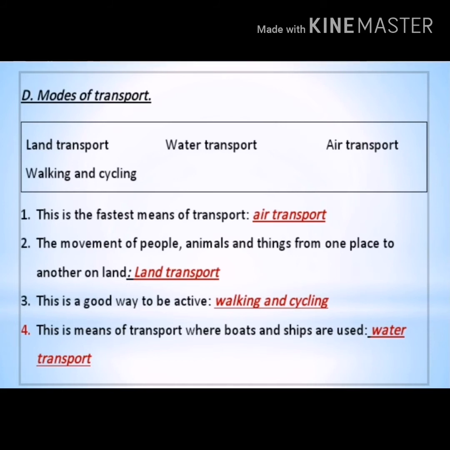So those are the four modes of transport that we have. We have air transport, which is the fastest. We have land transport, where you find people and animals walking on land. We have walking and cycling, a good way to be active. And number 4, water transport, where people move from one place to another using ships and boats. So those are the four modes of transport: air transport, land transport, water transport, and finally walking.